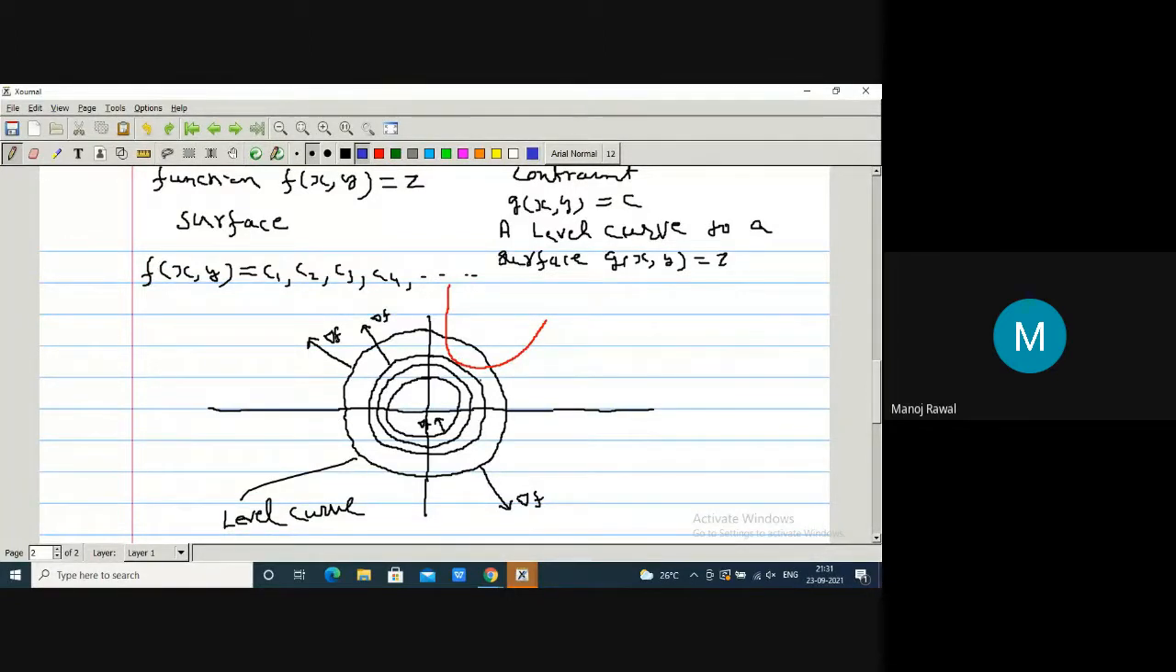So wait. Suppose this is my f(x,y) equal to c1, f(x,y) equal to c2, f(x,y) equal to c3. Yes, I'm talking about f(x,y) equal to c3, and this is nothing but g(x,y) equal to C. Can you find a relation between the tangent of g and f at this particular point, of course?